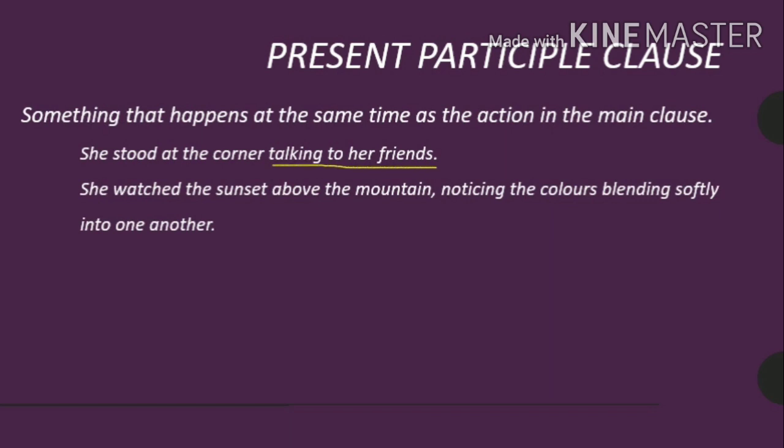So this is the clause. Two simple sentences are joined here actually. We have the clause here, noticing the colors blending softly into one another. So she was doing two actions at the same time. Watching the sunset above the mountain, noticing the colors blending softly into one another.